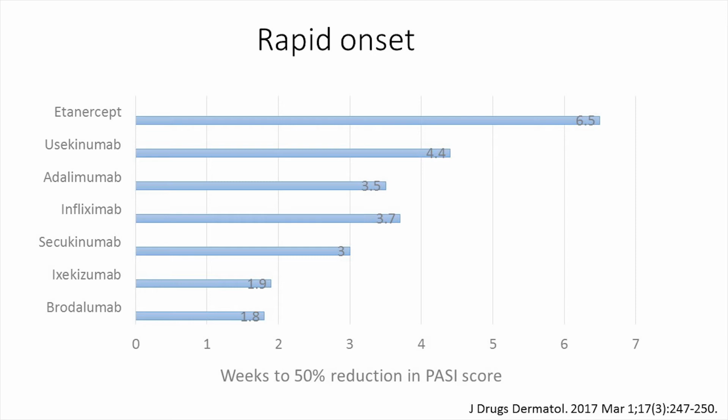So what we can see is that the longest time to onset was with etanercept, so 6.5 weeks to get a 50% reduction in severity, then Ustekinumab, adalimumab, and even, surprisingly to me, infliximab had 3.7 weeks. I usually think of that as a pretty fast-acting drug, but it's still not as fast as the IL-17 antagonists. So 3 weeks for Secukinumab, 1.9 for Ixekizumab, and 1.8 for Brodalumab.